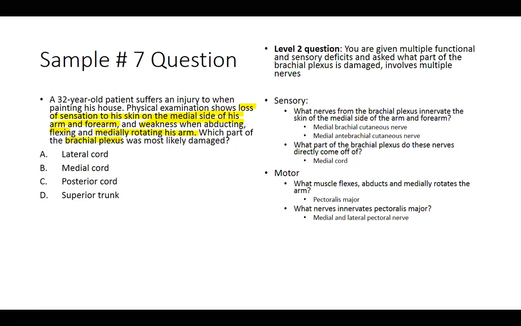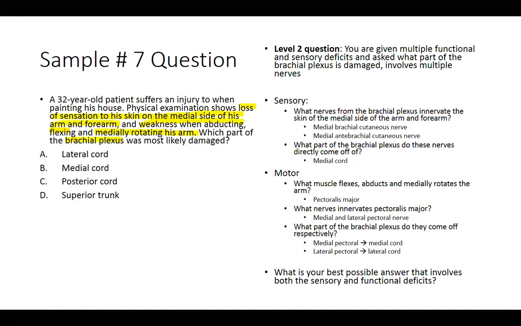But you have to take the big picture here, guys. So here you have a sensory deficit and a functional deficit, and you have to match them. You only got a few answer choices here, right? So what part of the brachial plexus do they come off respectively? Medial pectoral comes off of medial cord, lateral pectoral comes off of lateral cord. So what's your best possible answer that involves both the sensory and functional deficit this patient has? And in this case, guys, it's your medial cord, right? Because you're actually affecting both the sensory and the functional nerve that comes off of that medial cord.